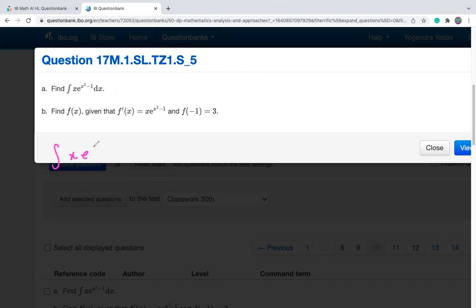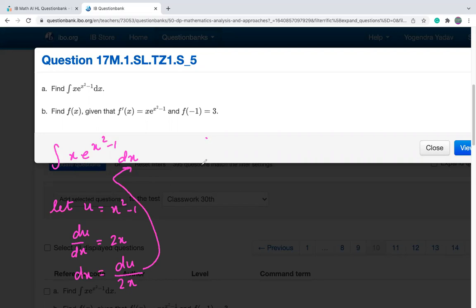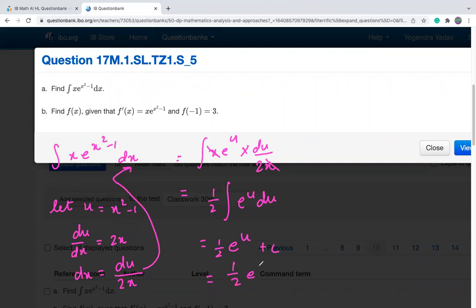So when you integrate x e to the power x squared minus 1 dx, let u equal x squared minus 1. So du by dx is 2x, so dx is du upon 2x. You plug that in here. So you'll get the integral of x e to the power u du over 2x. The x and x cancel, so the answer is half the integral of e to the power u du, which is half e to the power u, and then plus c. So the integral of this is half e to the power x squared minus 1 plus c.